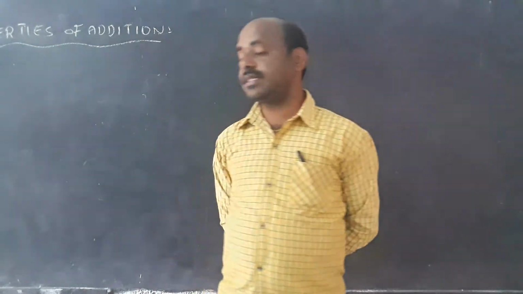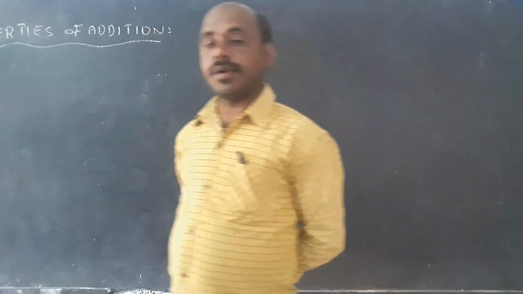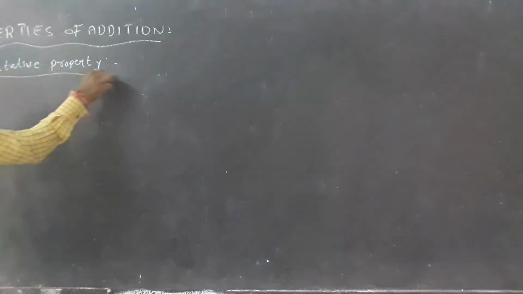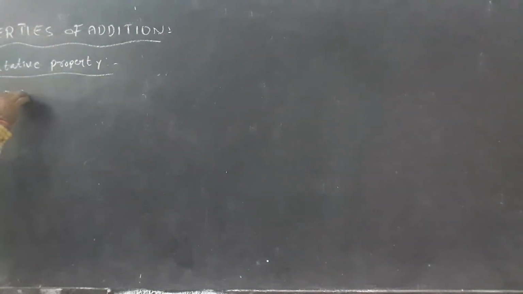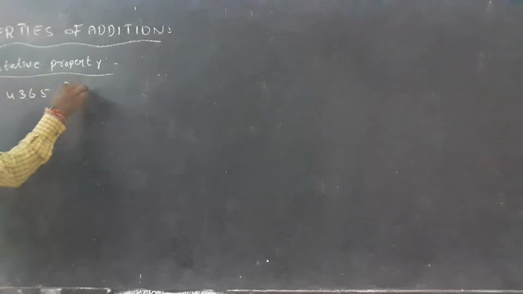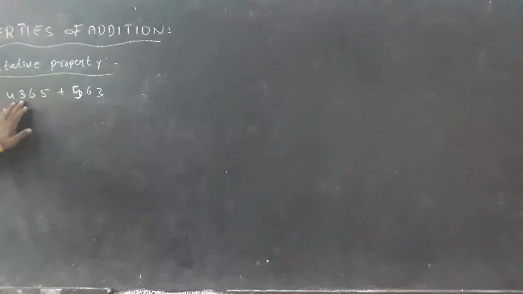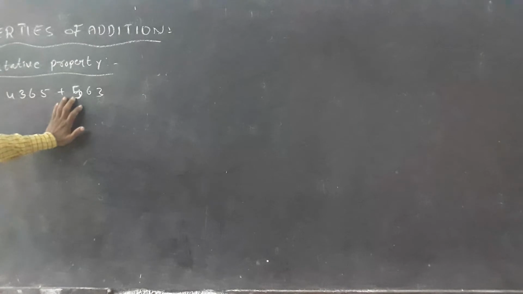First property we will discuss is the commutative property. In the commutative property, first I am taking a 4-digit number, 4365. 4365 plus 563. We are adding these two.